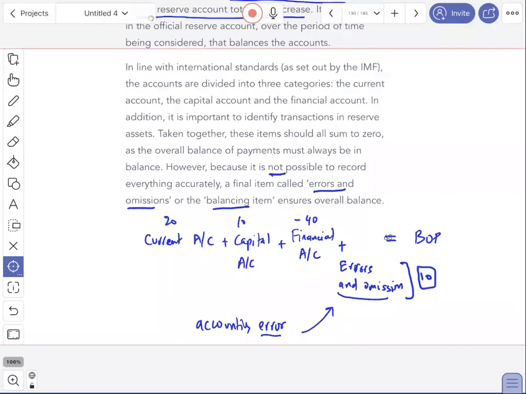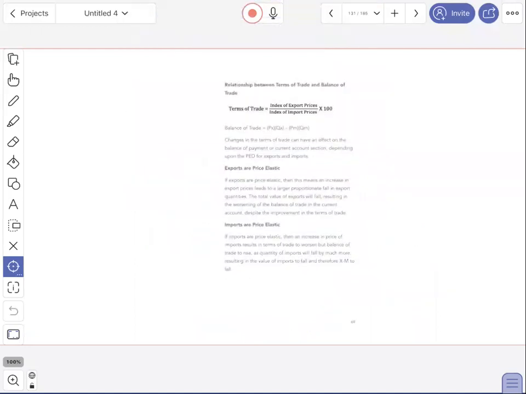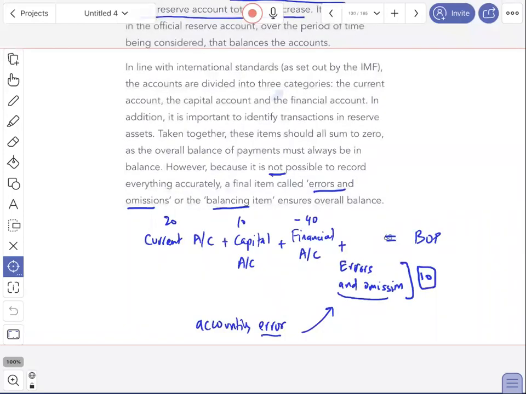Is it always better to be in a surplus, Haris? Yes, it's always good to be in a surplus, but there are sometimes problems of a surplus, which we'll also discuss in a later chapter. But it's always preferred to have a BOP in surplus, because that means more money is coming in than going out. This means you have strong reserves, and therefore you have strong trade. Does that make sense? So this is your balance of payment discussion.